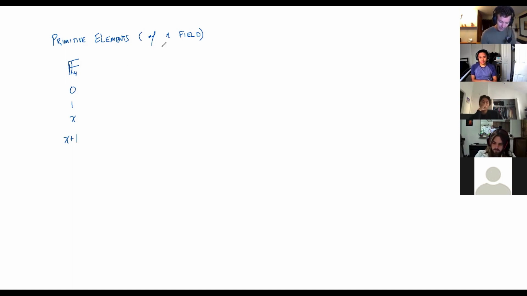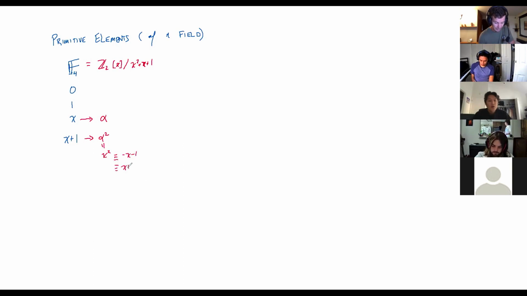And what I'd like to do is replace this symbol with this symbol and convince you that this one is alpha squared. Right, so remember that F4 can be thought of as the polynomials with coefficients mod 2 modulo the polynomial x squared plus x plus 1. So that means that alpha squared equals x squared equals negative x minus 1, sorry, is equivalent to x plus 1.